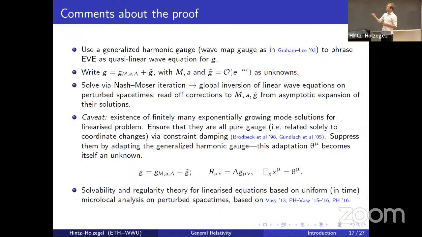And so regarding the gauge condition, which I encode here by this one form theta, make it also part of the unknown. In other words, if you choose theta carefully, you can suppress the emergence of these exponentially growing poor choices of coordinates. Overall, roughly speaking, you solve the system at the bottom here for the black hole parameters and the gauge condition, and of course for the metric. The solvability and regularity theory involved here is based on uniform and time microlocal analysis of these perturbed spacetimes, and there was a sequence of works of Bashi and myself.